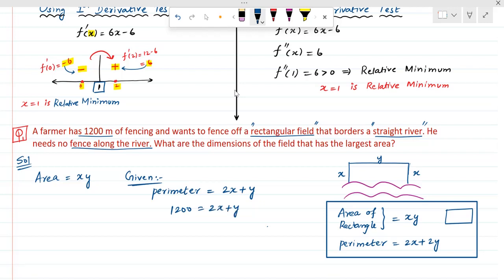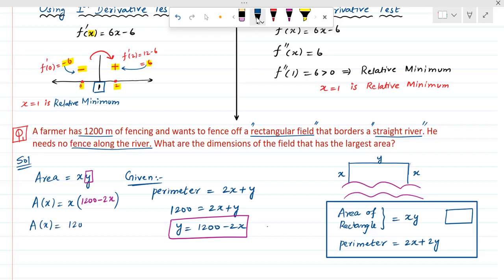From this I will reduce y. What is y equal? y equals 1200 minus 2x. So I will replace the y here with this x value. Therefore the area in terms of x we will convert. So y is 1200 minus 2x. When you multiply, you will get A equals 1200x minus 2x squared.